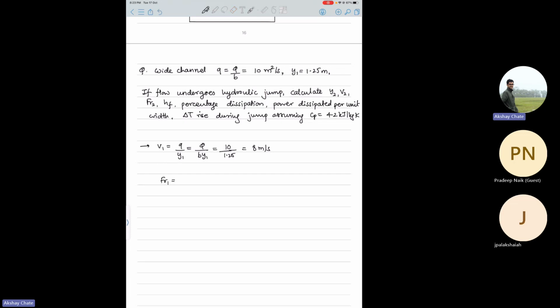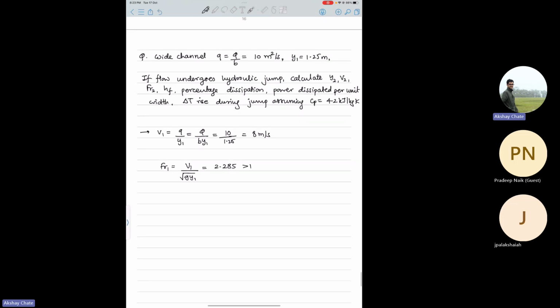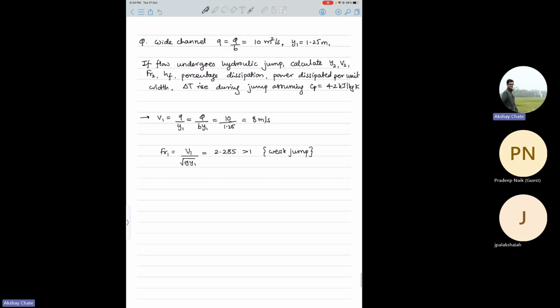So it is primarily driven by the upstream Froude number, that will be V1 by under root g y1. We have both the values here. y1 was given, V1 we calculated. If you put this in the formula, you will get a Froude number which is greater than 1. So hydraulic jump is possible. That is the first thing. And this is a weak jump. You can refer to the Froude number table. So this falls under the category of weak jump. So here the energy dissipation will be smaller, 10 to 15% it should be. We'll check whether we get that or not.